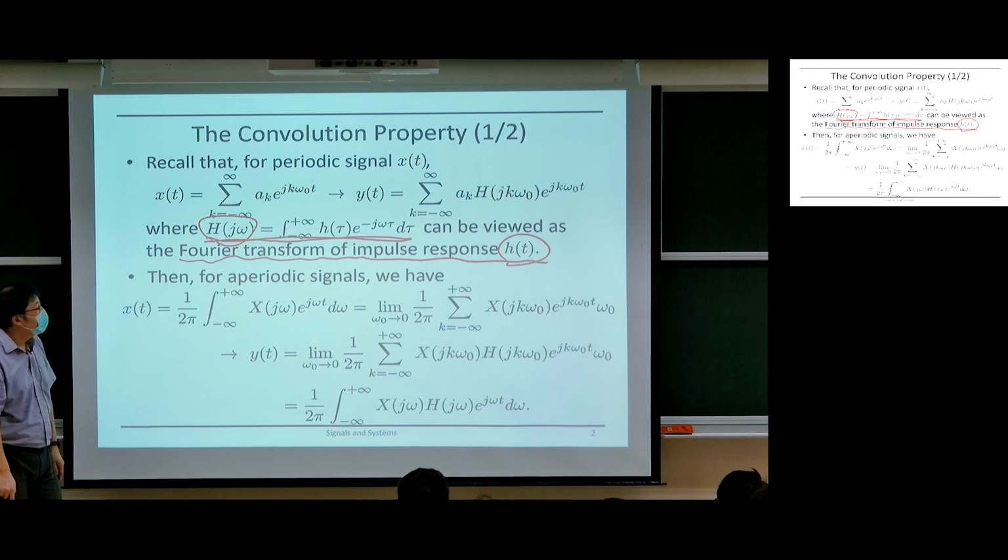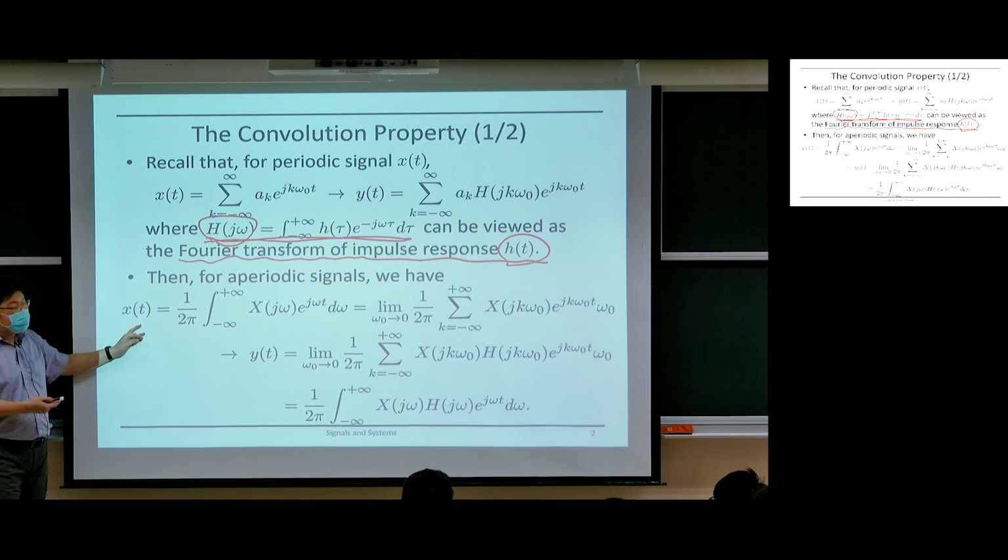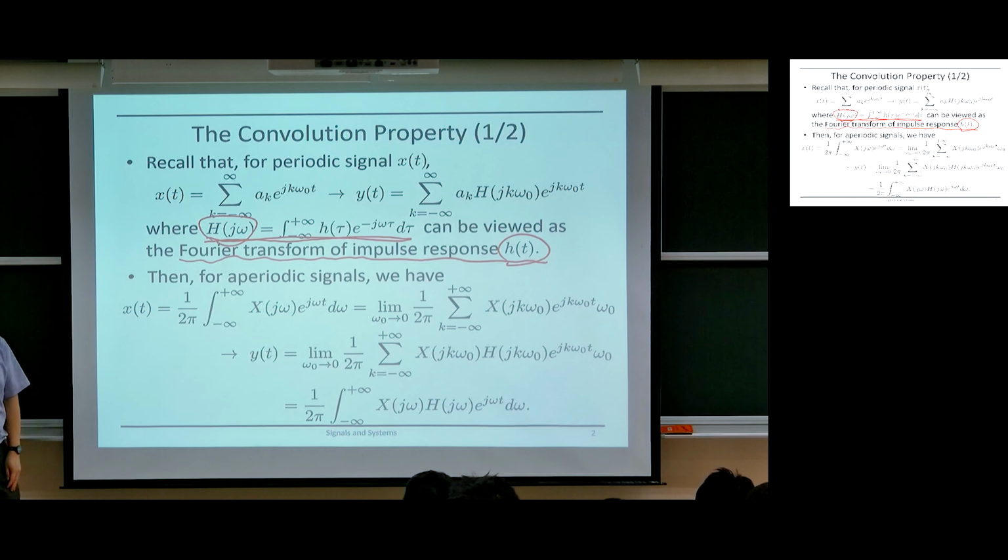If you view it this way, then the output of the system should be a linear combination of the same frequency components, because these complex exponentials are eigenfunctions of linear time-invariant systems, each one scaled by the corresponding frequency response. So again, as you take omega naught to 0, this converges to the Riemann integral, which is 1 over 2 pi, the integral of x of j omega times h of j omega times e to the j omega t d omega.